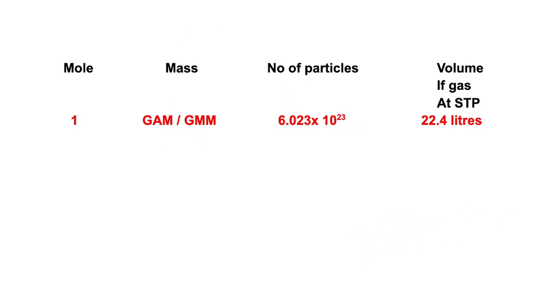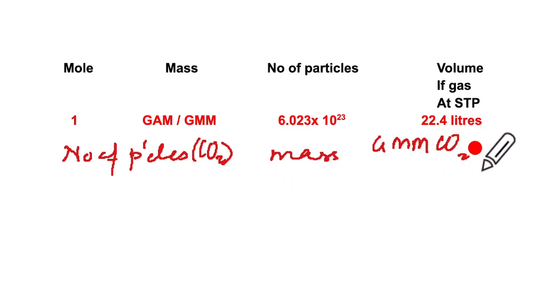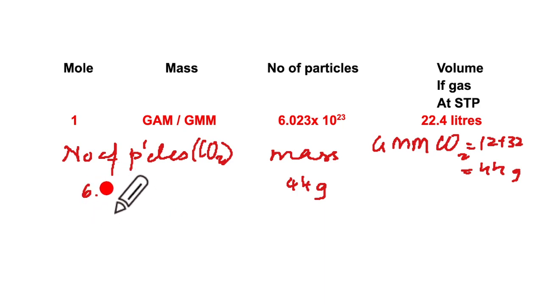Okay, let us see. Some of you may not understand this. So I'll just write over here number of particles and mass. I told you it is CO2, number of particles of CO2 I'm saying. Okay, so if it is mass, then I'll write GMM of CO2, that will be 12 plus 32, which will be 44 grams. Are you with me? Now, the number of particles, if it is 1 mole, means if the mass is 44 gram, then the number of particles is 6.023 into 10 to the power 23.